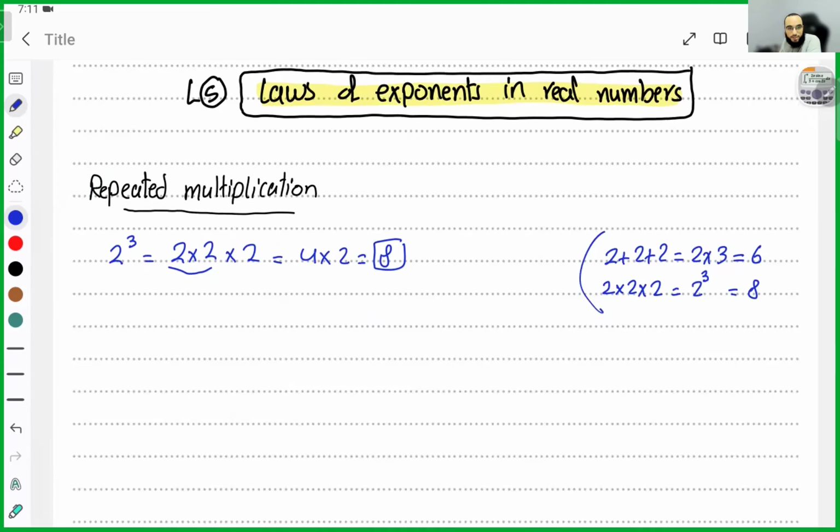So if you have something like root 3 power of 4, we can do it like the following. It's root 3 times root 3 times root 3 times root 3, 4 times. These two roots equal 3, and these two roots equal another 3. Then it's 3 times 3, which is 9.